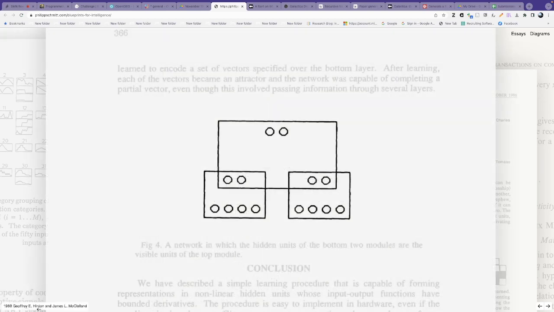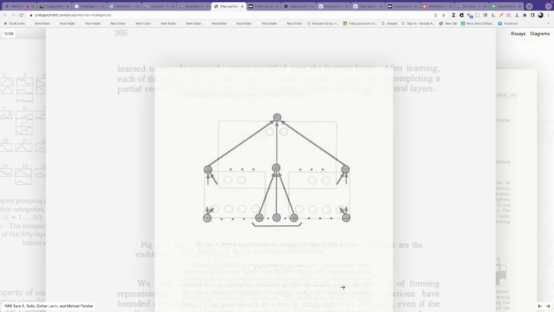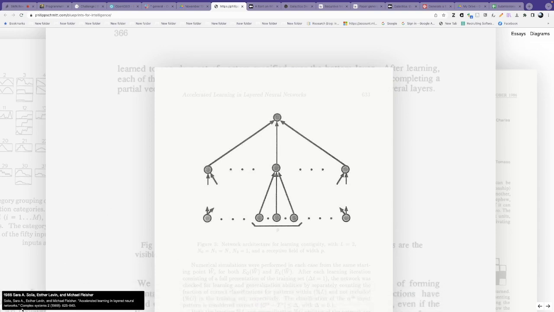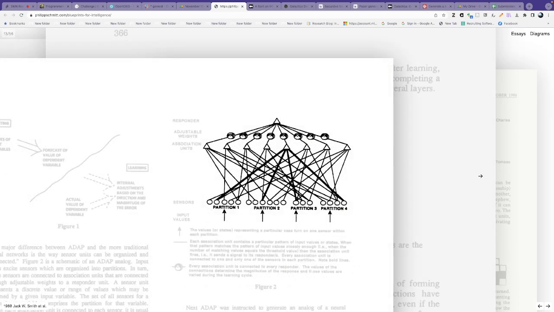Then you have this 1988 Hinton and McClelland. This is a network in which the hidden units on the bottom two modules are visible units on the top module. So this is learning representations by recirculation, a technique they were developing. And this one is accelerated learning in layered neural networks. So this is, again, more neural network stuff. This was, I guess, an AI summer where neural networks were really in vogue.